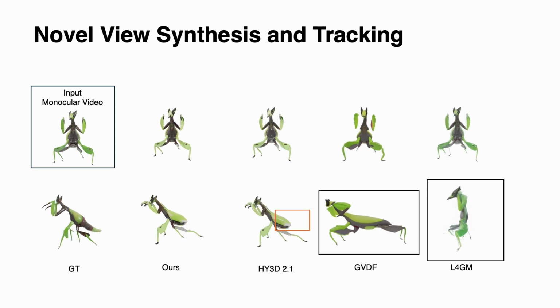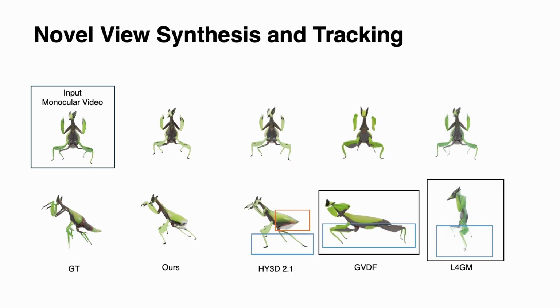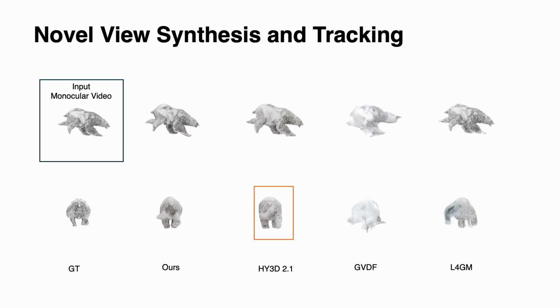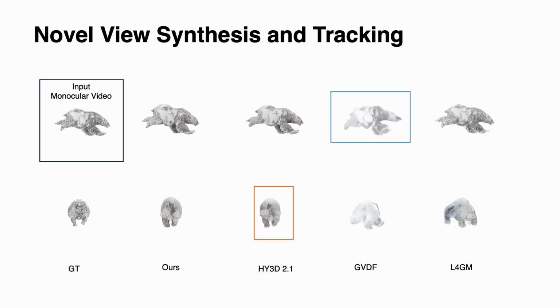All the state-of-the-art methods suffer from inaccurate pose estimation, for example for the limbs of the mantis. This is due to a lack of temporal attention or to the absence of geometric supervision. Similar errors, such as inconsistent shape and texture and inaccurate pose estimation also appear in this other example.